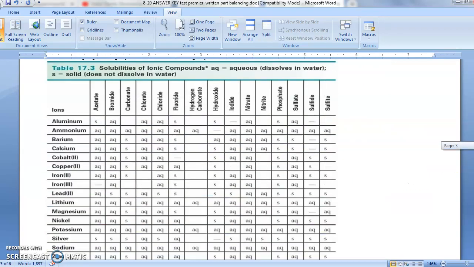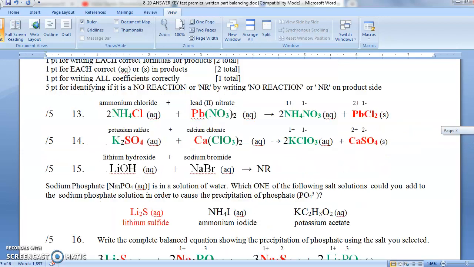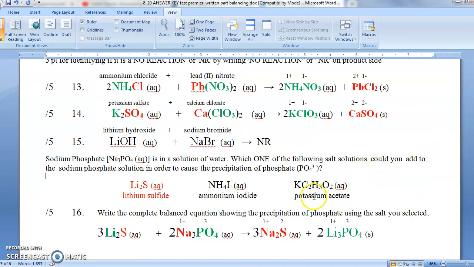So how do we know which one to look for? Well, we're going to go down the phosphate column to find out, will it form a solid precipitate with any of these metals? Remember, the phosphate ion, the second thing here, is going to join with the first thing in these salts. In a double displacement reaction, the first thing here will join with the second thing here.